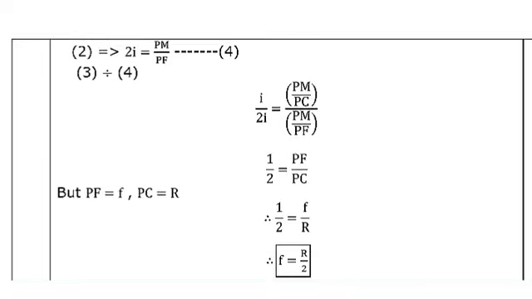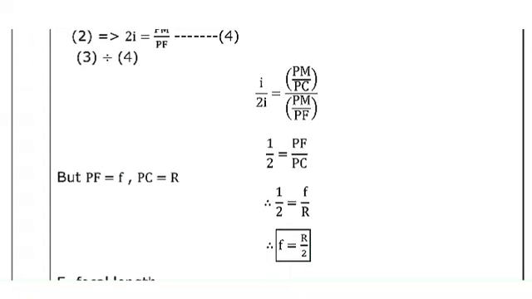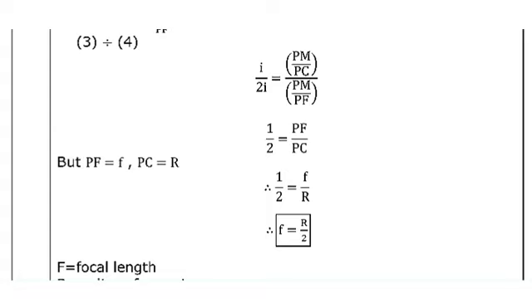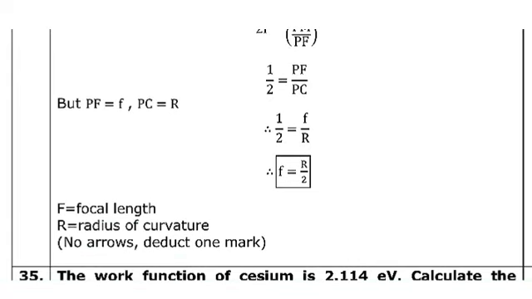Next, from the diagram, along PF we have focal length f and along PC we have radius of curvature R. So I will substitute in place of PF small f and in place of PC R. We got 1 by 2 is equal to f by R. I will rearrange this for focal length f. f is equal to R by 2, where f is the focal length and R is the radius of curvature.